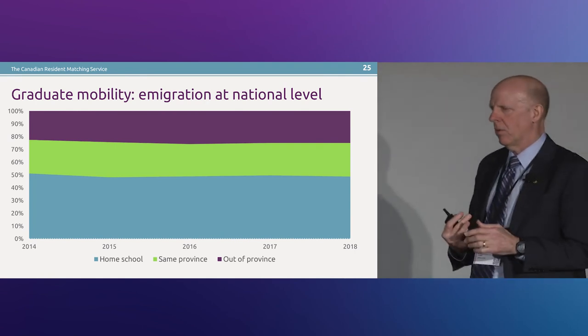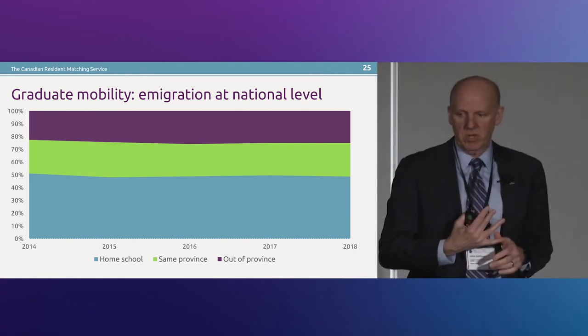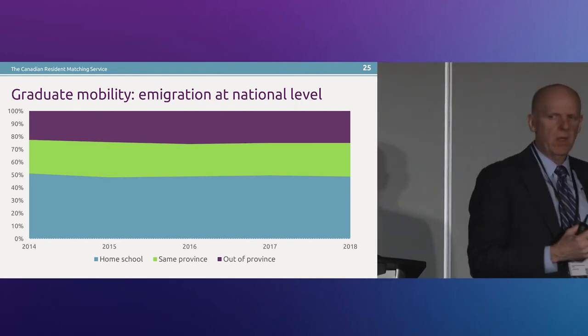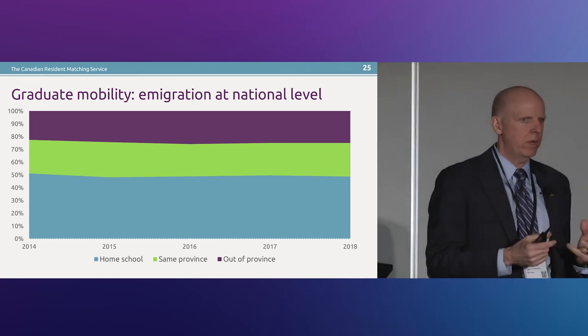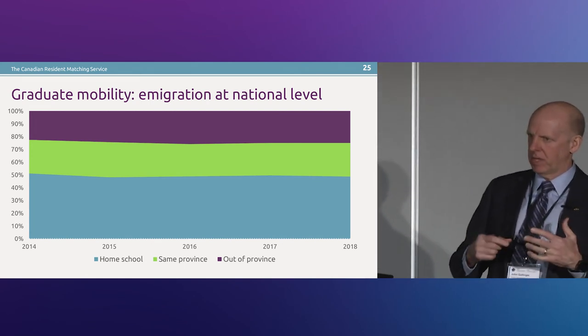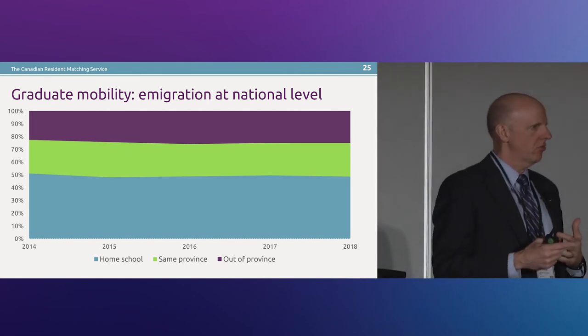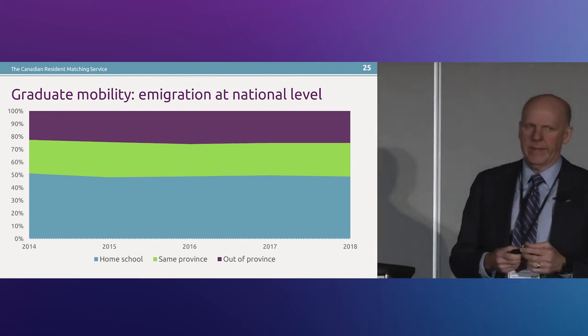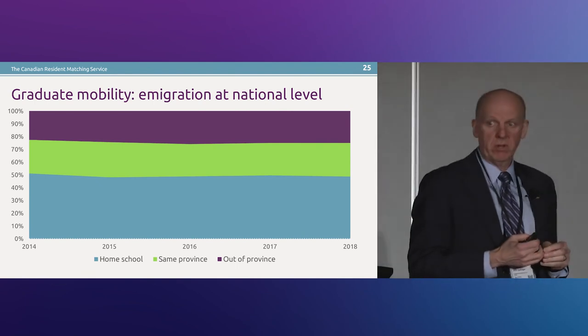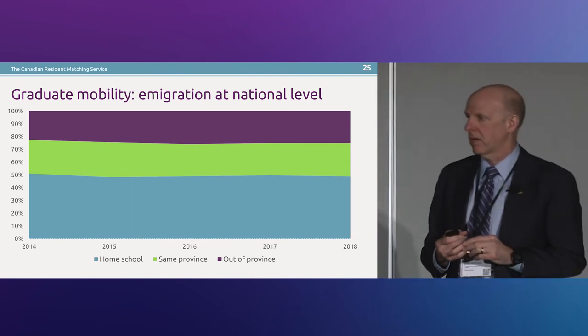And this is important for a number of reasons. Number one, it really illustrates the national nature of the match. It really drives home the point that choice, not only in discipline, but choice in location matters to people, and it's reflected in their choices. It also says that provincial decisions have an impact nationally.